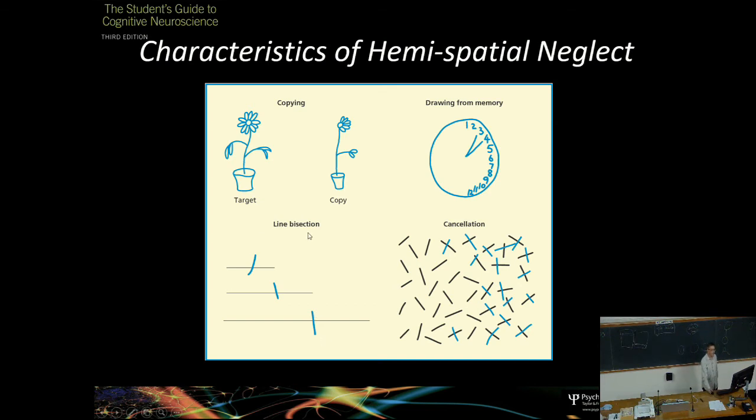And here, this is line bisection, where the task is to put a blue line through the middle of a line. If you look at the long line here, it's as if they've neglected this part of it. The true center of that line would be about here, okay? But they're not deploying attention to that. Some people say that it's like having space contracted on one side. I'm not sure whether that's the right analogy.